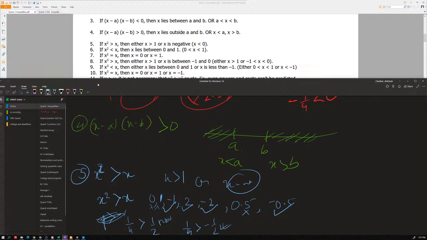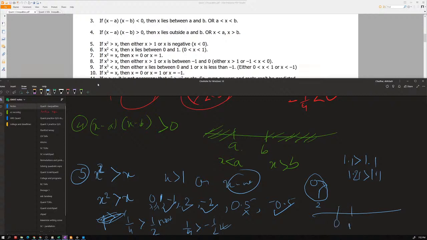Among positive values, 0 is not satisfying, 0 doesn't satisfy, 1 doesn't satisfy, and 2 satisfies. And 1.1 square is greater than 1.1 also. 1.1 squared becomes 1.21, which is greater than 1.1. So this also satisfies. So after 1, everything satisfies. 0 to 1 doesn't satisfy, so anything apart from 0 to 1 satisfies.